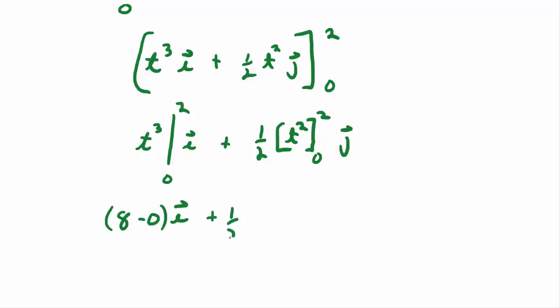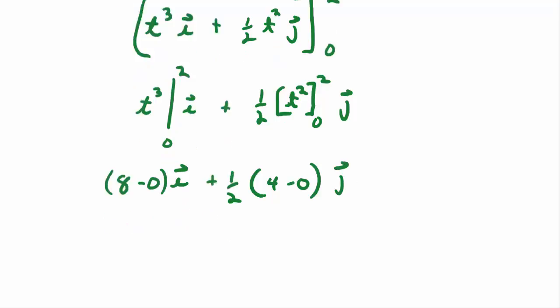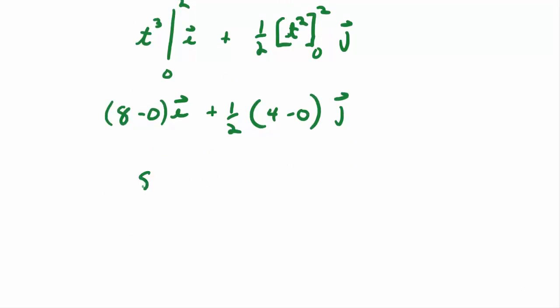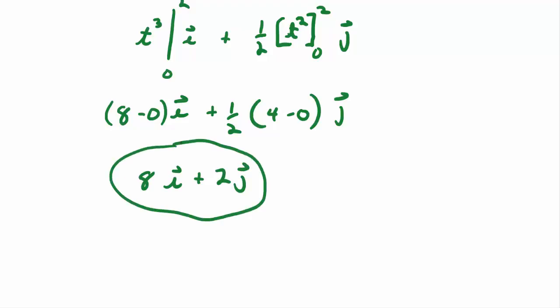plus 1/2 times, plug in 2 first and get 2 squared, which is 4. Plug in 0. 0 squared is 0. 1/2 times 4 minus 0, j. So what does that become? 8i plus 2j. You don't have to worry about a constant when you're evaluating a definite integral, right?